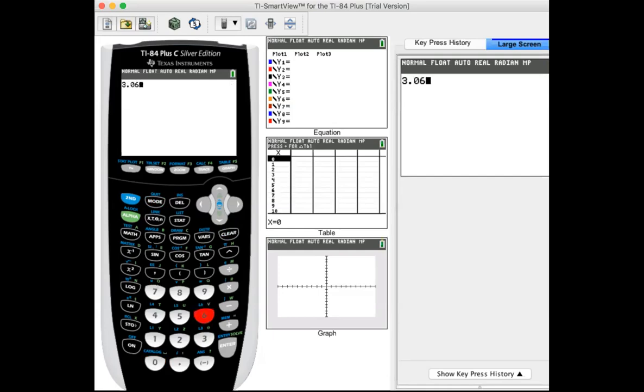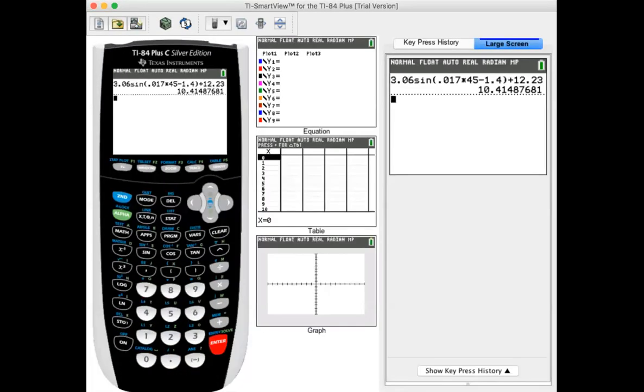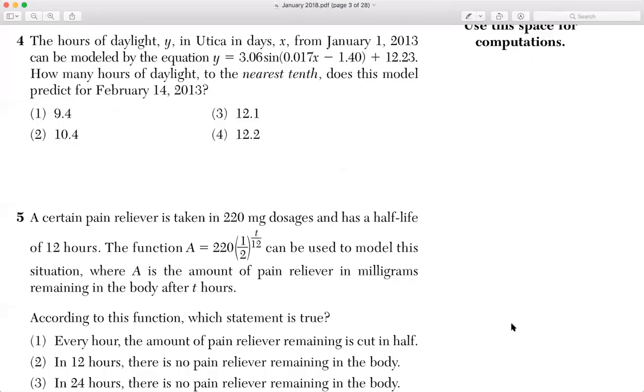3.06 sine. So you hit this SIN button. 0.017 times 45 minus 1.4, close parentheses, plus 12.23 gives us 10.41. They want to know to the nearest tenth, so 10.4 is going to be the answer. Back to the Regents. 10.4 is the answer, and that is answer choice 2.